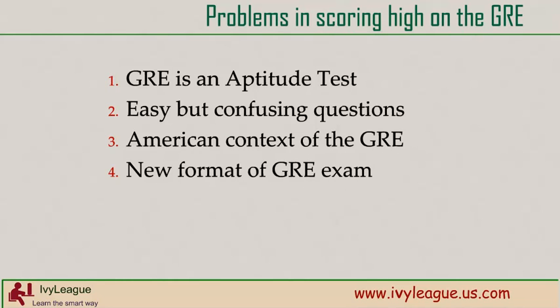There are several reasons why students who are supposedly good at English and mathematics in school have a problem scoring high on the GRE despite doing hard work. The first reason is that the GRE is an aptitude test. Students are used to preparing for school and college exams which are heavily focused on knowledge and using the right procedure. Students make the mistake of thinking that working hard on conceptual knowledge and practicing a lot of difficult questions will get them good scores.